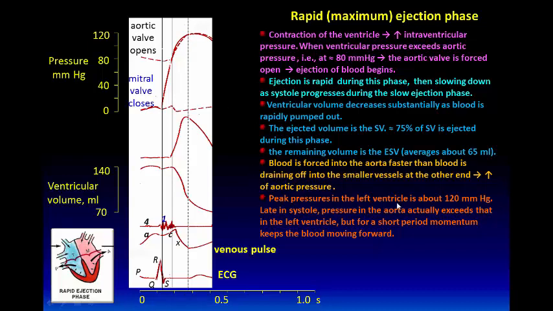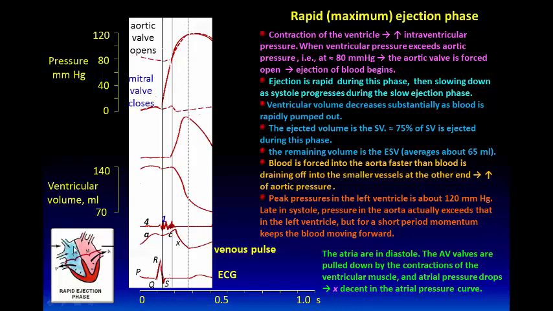Peak pressure in the left ventricle is about 120 millimeters of mercury, and late in systole, pressure in the aorta actually exceeds the pressure in the left ventricle. However, for a short period, the momentum, the movement of the blood, keeps the blood moving forward from the left ventricle into the aorta despite the slightly elevated aortic pressure.